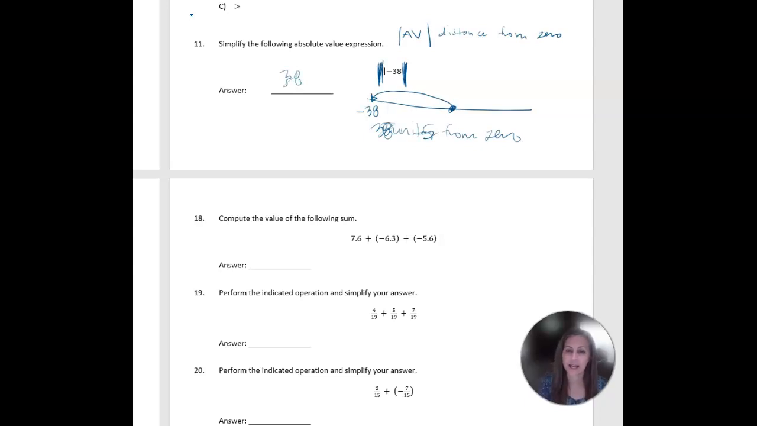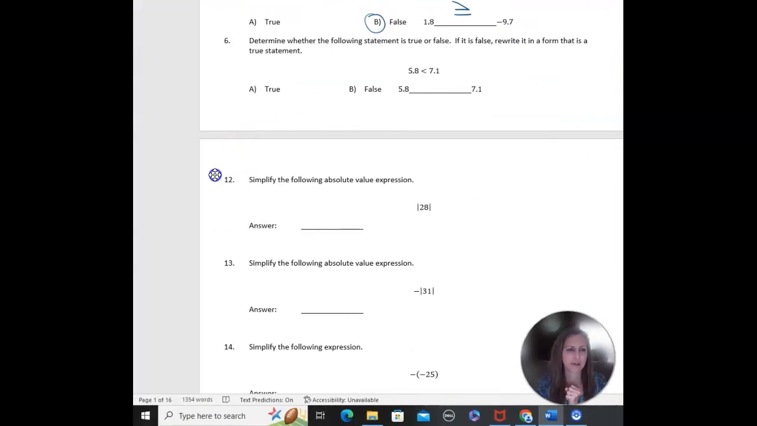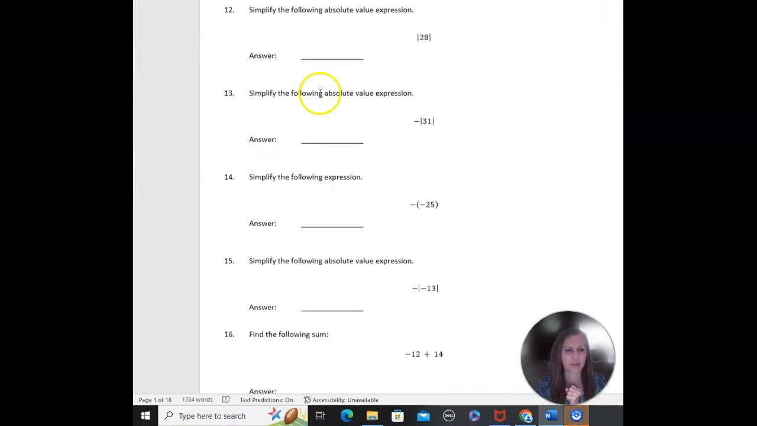Now, the absolute value always ends with a positive. The absolute value always ends with a positive, okay? Let's move on. Absolute value is something that people don't have a ton of experience with, so let's try some more.